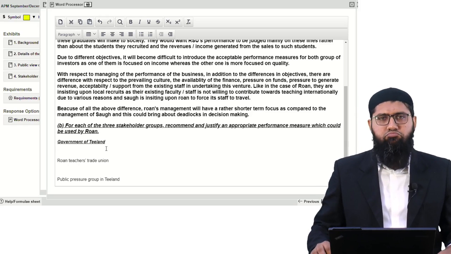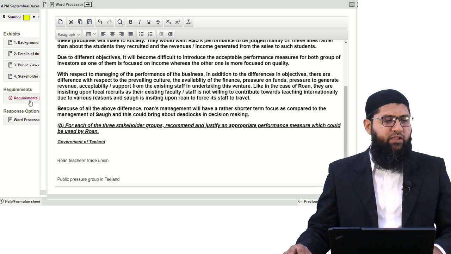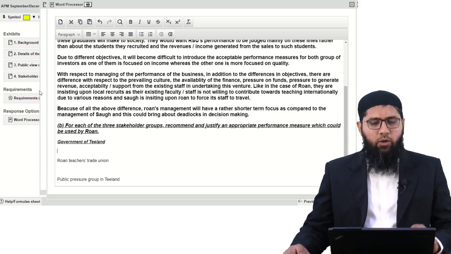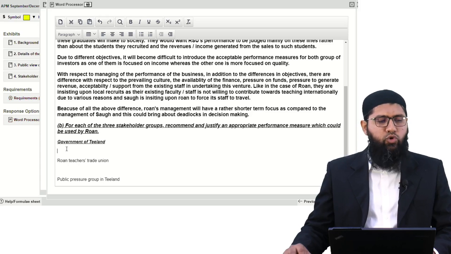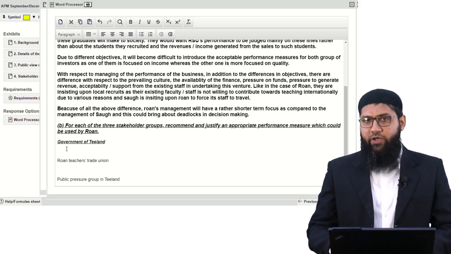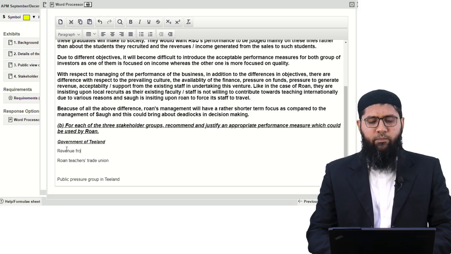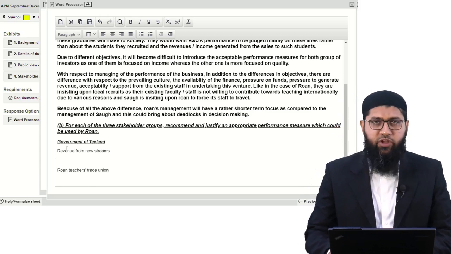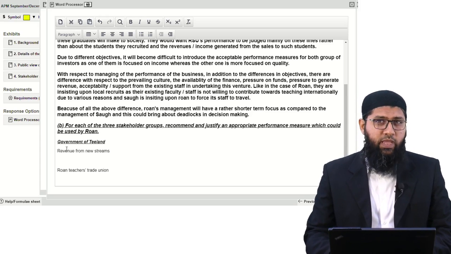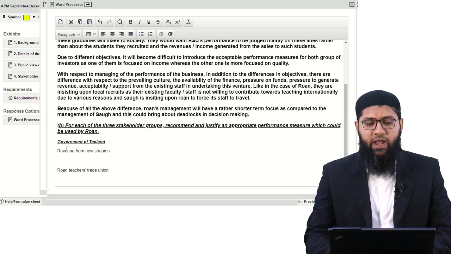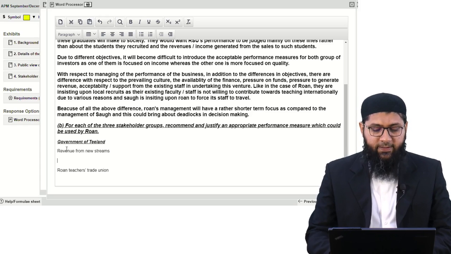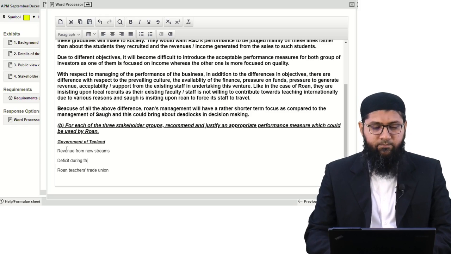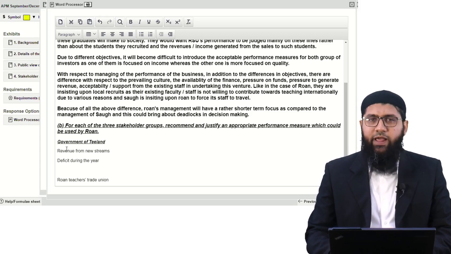Financial problems, okay, what else? Yeah, the government is majorly concerned about the financial problems. The government wants you to generate the money. The government wants you to become self-sufficient. That is what the government wants you to do. So now, when the government wants you to be self-sufficient, one of the measures is maybe the revenue from new streams. The other one could be the deficit during the year. What else?